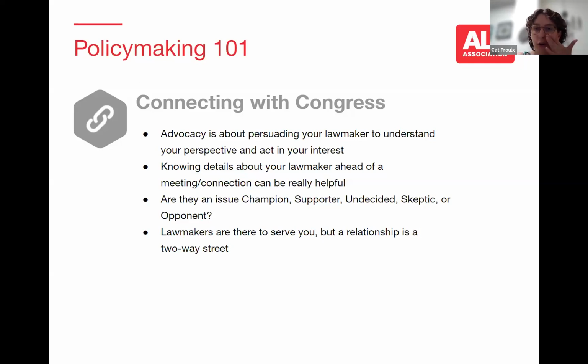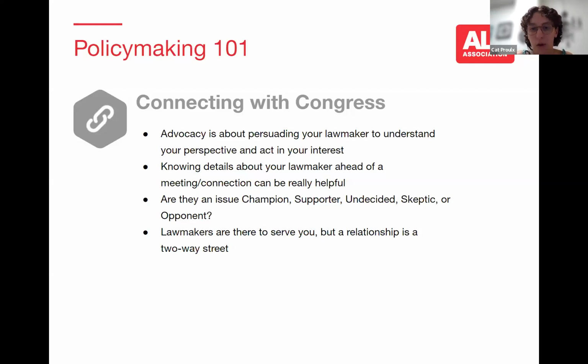But it also helps to know your lawmakers or whoever you're talking with, their position on the issues as well. ALS is not a partisan issue, but whoever you're talking with might not have a great understanding on the impact of the disease, what research looks like, etc.